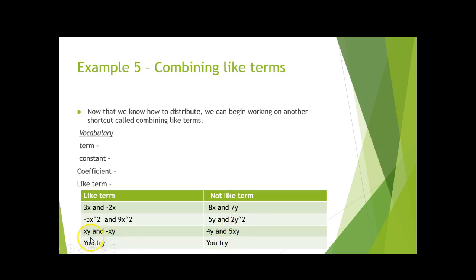If you have multiple variables like xy and negative xy, those are like terms, just as long as they have the same variables. 4y and 5xy are not like terms because this one doesn't have the x. Now, xy and yx are also like terms because, well, we haven't got to this yet, but there's a thing called the commutative property that says that y times x is the same thing as x times y. So those are actually the same thing, and it doesn't really matter the order that they're in.